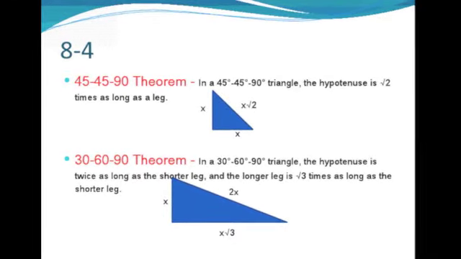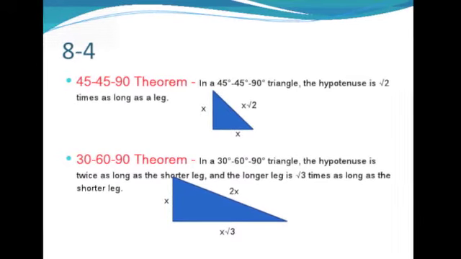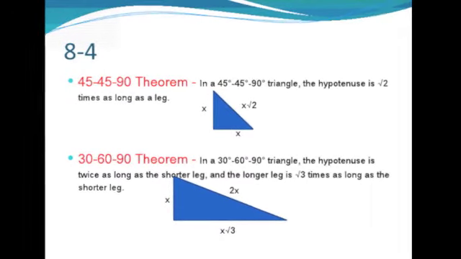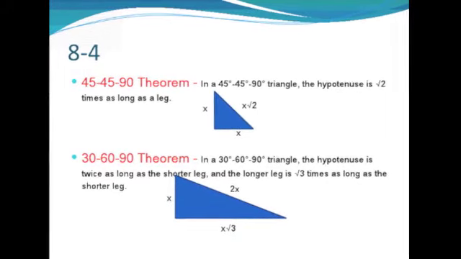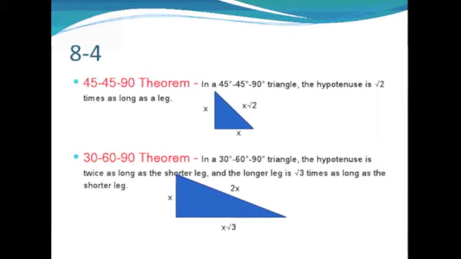In a 45-45-90 triangle, the hypotenuse is rad 2 times as long as a leg. In a 30-60-90 triangle, the hypotenuse is 2 times as long as the shorter leg, and the longer leg is rad 3 times as long as the shorter leg.